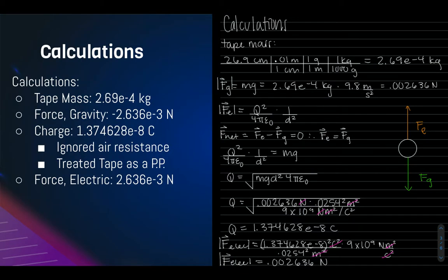Calculations: notice how the gravitational force and electric force are equal in magnitude but opposite in direction, which makes sense since the net force on tape B is 0. I use this knowledge in helping calculate the charge Q. I isolated Q and I used the measurements to help find the result. When I did this, I ignored air resistance and treated the tape as a point particle.